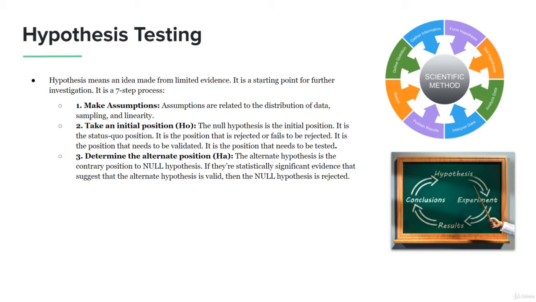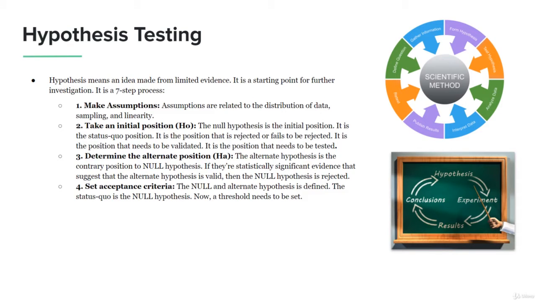And we're going to get into the null and what that means, the H0 and HA, in a moment. The next step is to set acceptance criteria. So the null and the alternate hypothesis are defined. The status quo is the null hypothesis, and at this time, a threshold needs to be set. So number 5 here, we conduct fact-based tests, right? This is where the testing is done. The predictions are made and the outcomes are noted.